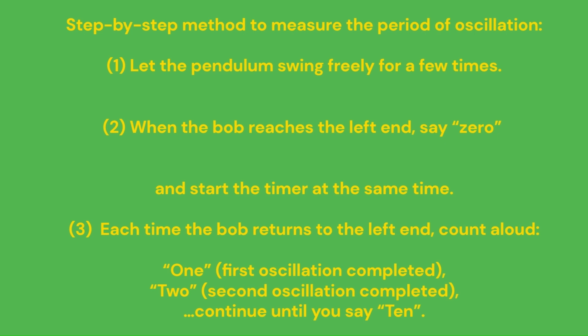And start the timer at the same time. Step 3. Each time the bob returns to the left end, count aloud. 1. First oscillation completed. 2. Second oscillation completed. Continue until you say 10.